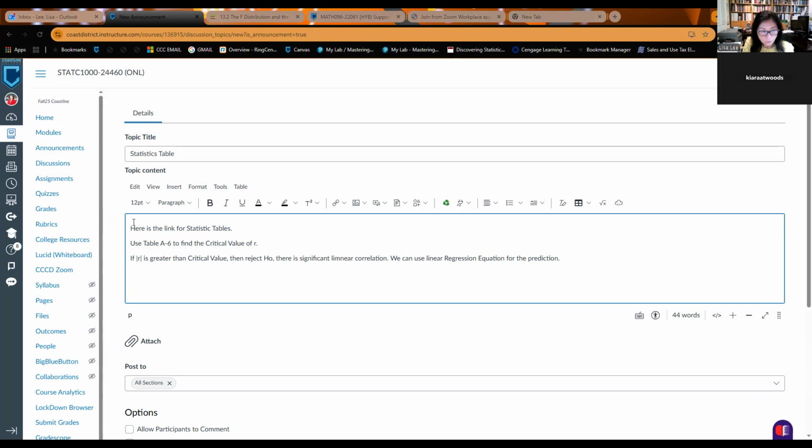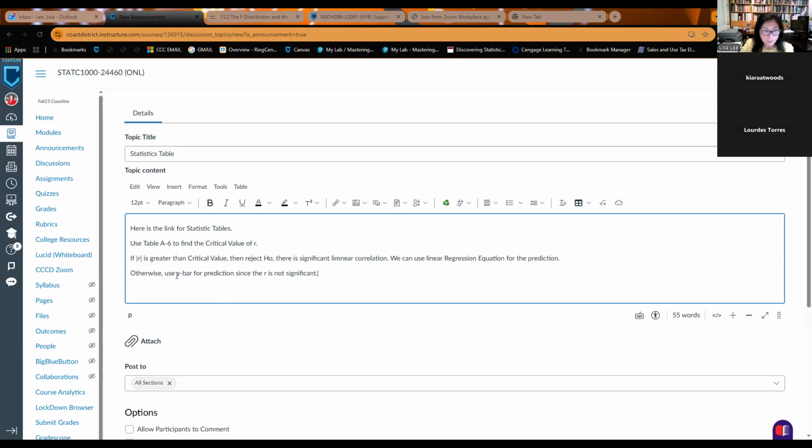Otherwise, use the Y bar. Use the Y bar for prediction, since the R is not significant. So it depends on how you compare.